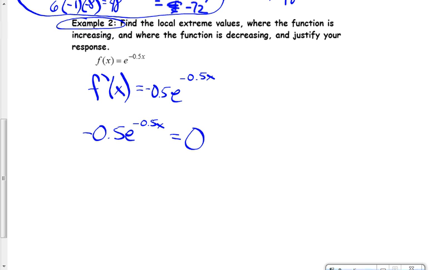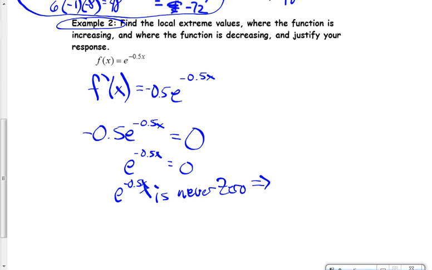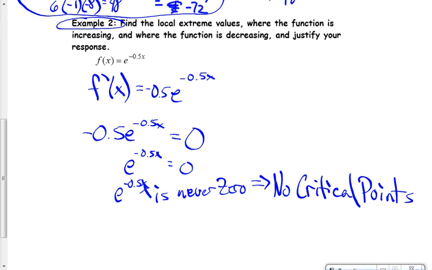And we get a couple of people shaking their head, a couple of people saying undefined. It never does. Good. I could divide by negative 0.5, and I could get e to the negative 0.5x equals 0. You need to be able to state that e to the negative 0.5x, x is up here, is never 0. Which implies what? There are no critical points. Which means, here's the big conclusion. If there are no critical points, the graph will not change direction.